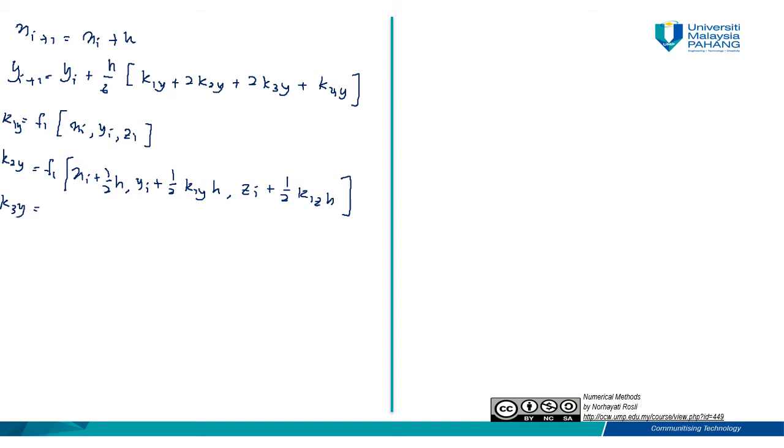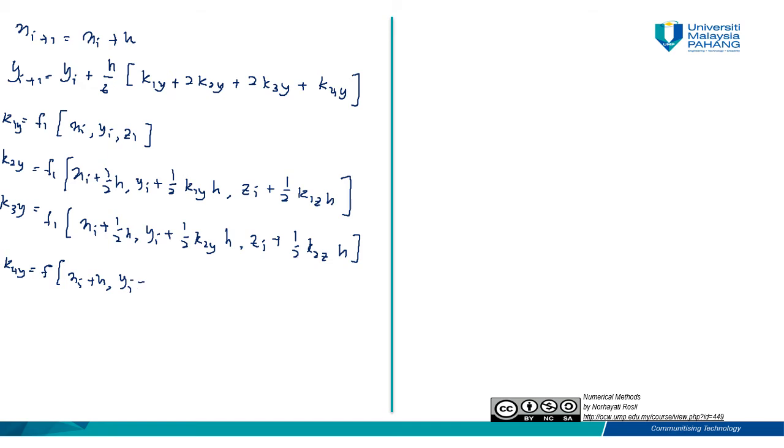So k3y is equal to F1(x_i + h/2, y_i + k2y h/2, z_i + k2z h/2). Okay, and k4y is equal to F1(x_i + h, y_i + k3y h, z_i + k3z h). So this is for y.